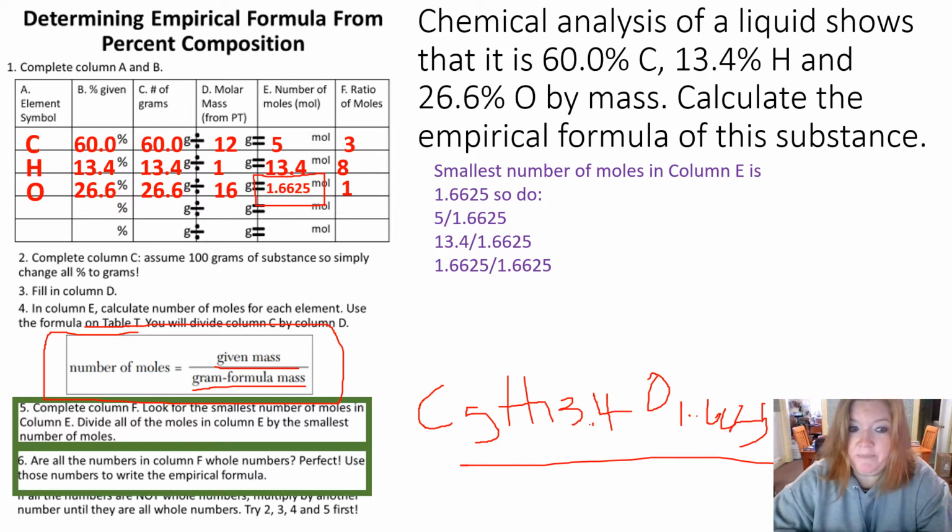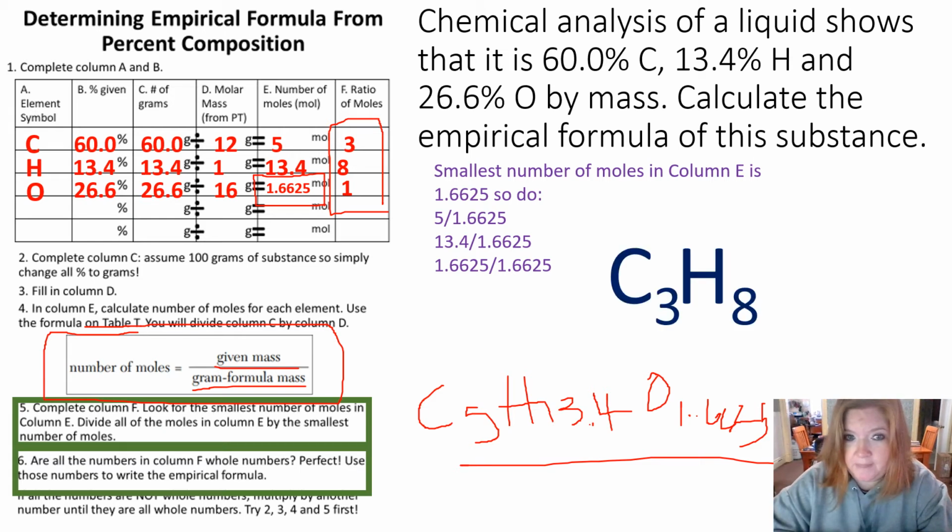Now I check. Are all of the numbers that I have here whole numbers? Yes, they are. Beautiful. Now I write the formula. 3 C's, 8 H's, 1 O. But I don't write the 1. So there you go. There's the empirical formula.